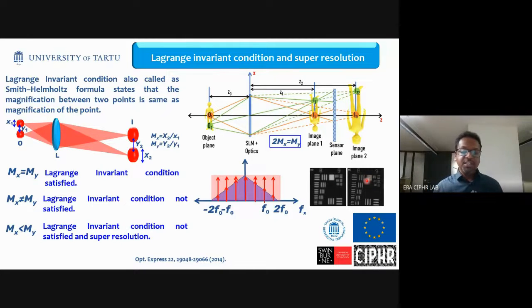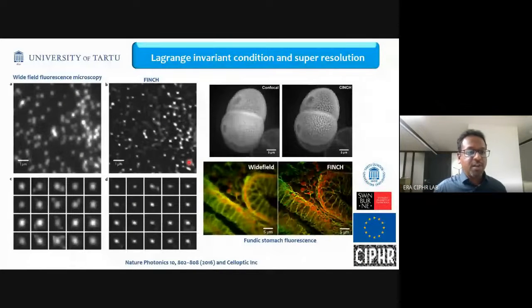So now Finch has 3D imaging capability. In addition to that, it also can exhibit super resolution. So this made Finch a very attractive tool for various applications. And these are some of the results obtained using Finch. This is the wide field fluorescent microscopy, and you can see this from Finch. Finch has better resolving power, and the same thing with magnified versions of some of the points.